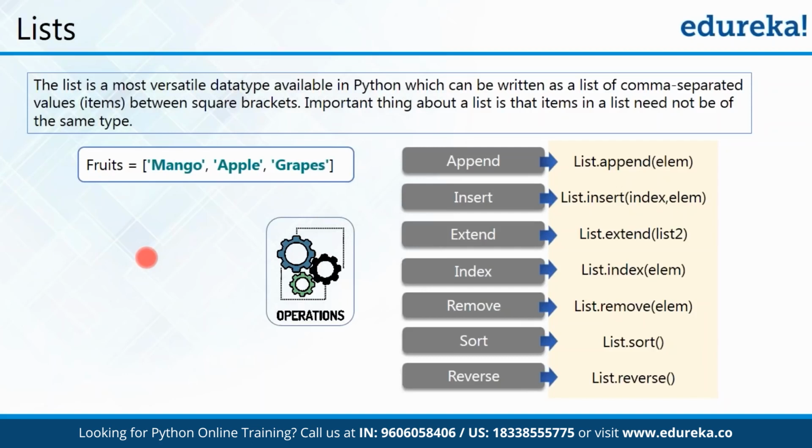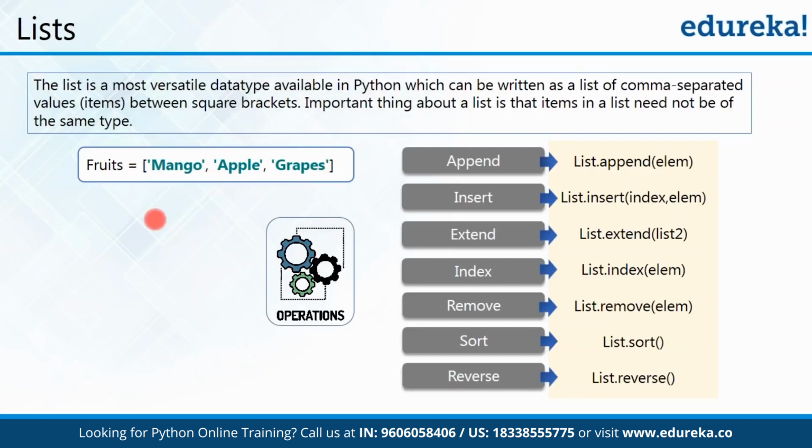So what exactly are lists? Lists are sequences in which items are separated by comma and they are enclosed within square brackets. As you can see from the example itself, we have a list of fruits in which we have elements mango, apple, grapes, which are separated by comma and they are enclosed within square brackets.